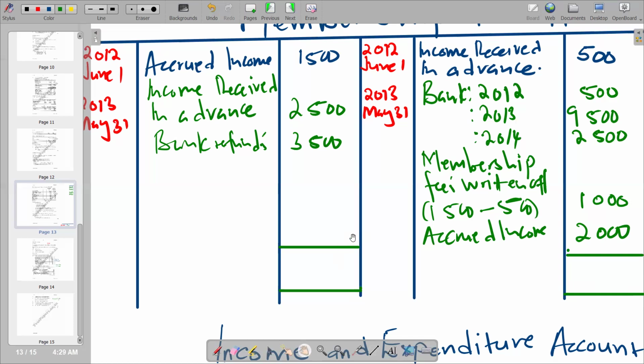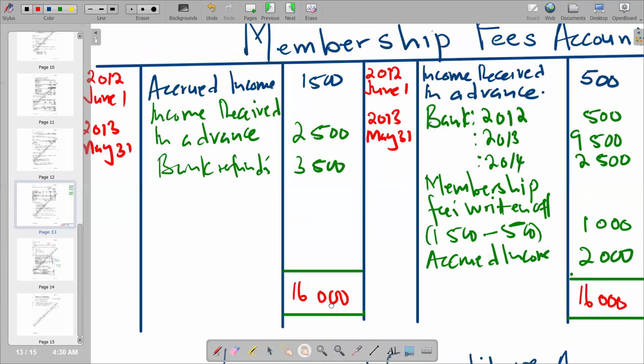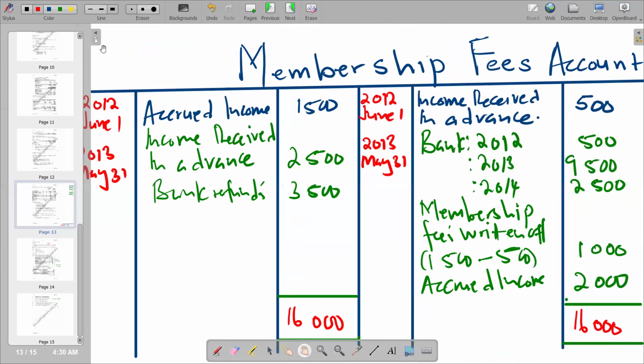So we can now add our debit and credit to see which side is greater. If you add there, you are going to notice that the credit side is greater, with a total of 16,000. Double lines. Then the balancing figure in the membership fees account should be transferred to the income. Then our income is plus 2,500 minus 1,500, and we get our balancing figure of 8,500 beside the income and expenditure account. So this is what we have.